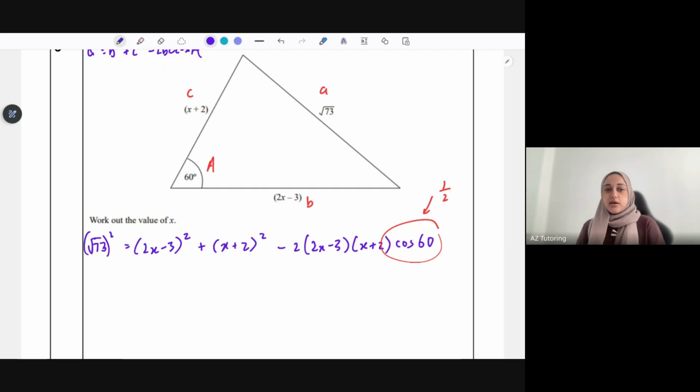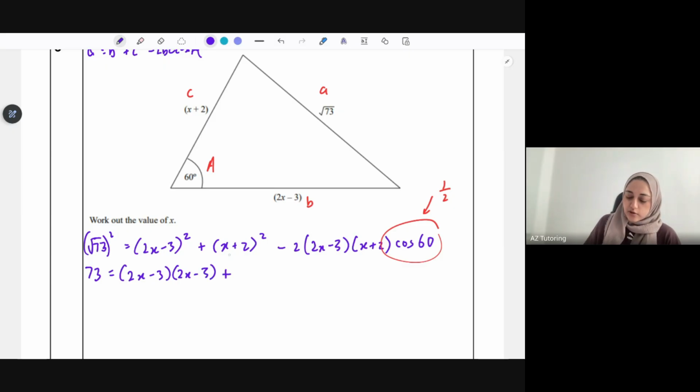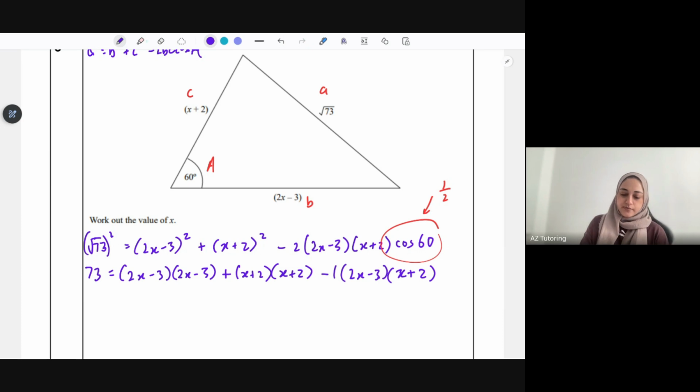Okay, so now we need to expand and simplify and collect like terms. So root 73 squared, well, the square root and square cancel out with each other. So we just get 73. That equals 2x minus 3 times 2x minus 3 because it's squared. Then we've got x plus 2 squared, which is x plus 2 times x plus 2. We've then got minus 2 times 2x minus 3 times x plus 2 times a half. Now, minus 2 times a half is just minus 1. So I can just say it's minus. I don't need to write the 1 there because the 1 is a bit redundant to write with 2x minus 3 times x plus 2.